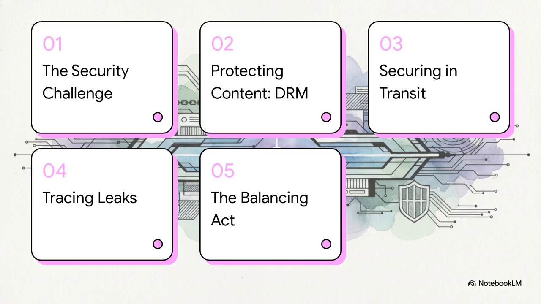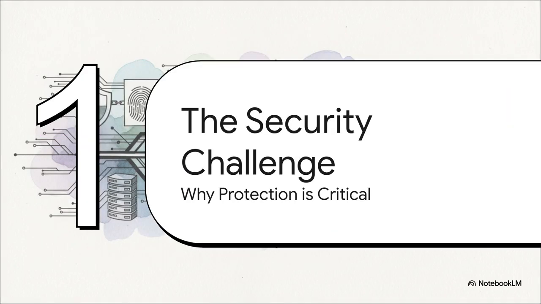Okay, so here's the game plan for today. First, we'll talk about the big challenge, why this is so hard. Then we're going to walk through what's called a defense in depth model. Think of it like layers of an onion. We'll start with protecting the content itself with DRM. Then we'll look at how to secure it while it's flying across the internet. After that, we'll cover how you trace leaks if someone does get through. And finally, we'll wrap up by talking about the real-world balancing act you have to do. All right, let's kick things off.